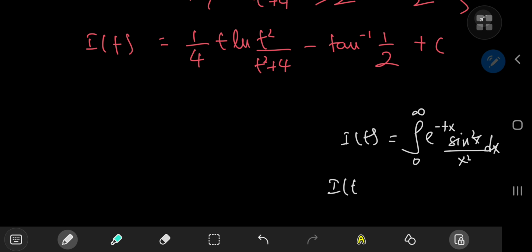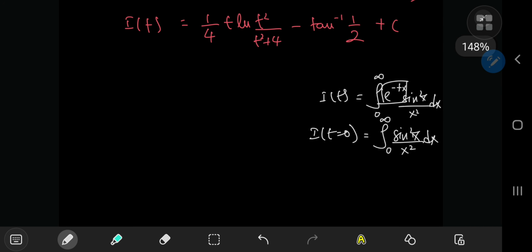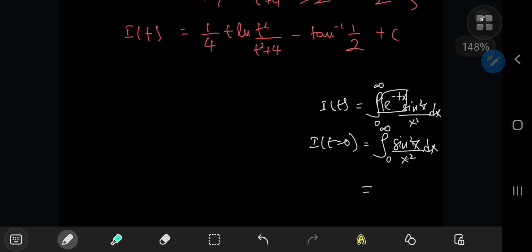And if I plug in t being equal to 0, we're left with the integral from 0 to infinity. This thing evaluates to 1, so we have sine squared by x squared dx. And this is just one of the Dirichlet integrals, right? And this evaluates out to pi by 2. Link in the description if you're not familiar with this result.